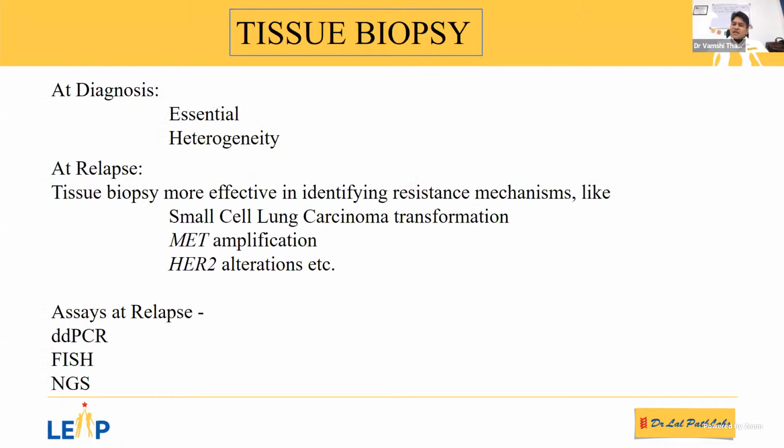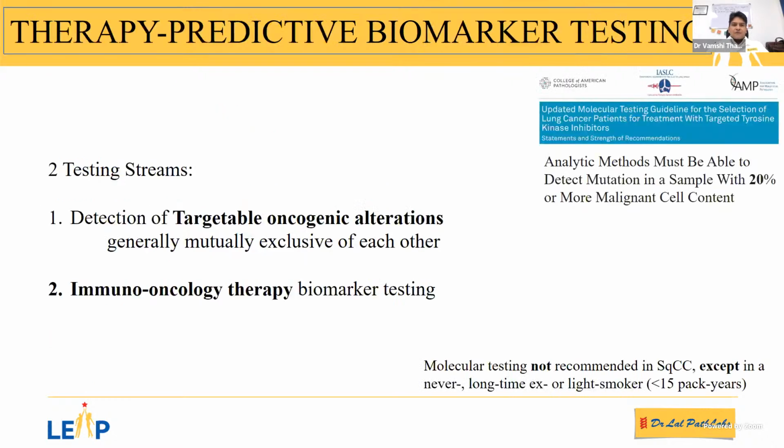Tissue biopsy is essential at diagnosis. It tells you the heterogeneity of the tumor. And at relapse, it identifies the resistance mechanisms like histological transformation to small cell lung carcinoma, MET amplifications, or HER2 alterations. At relapse, a tissue biopsy can be subjected to droplet digital PCR if you have a specific mutation that you would like to know, or any secondary resistance mechanisms that you can understand on FISH. And of course, next generation sequencing gives you a comprehensive understanding of the disease at hand.